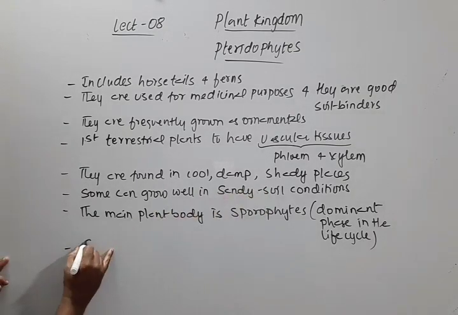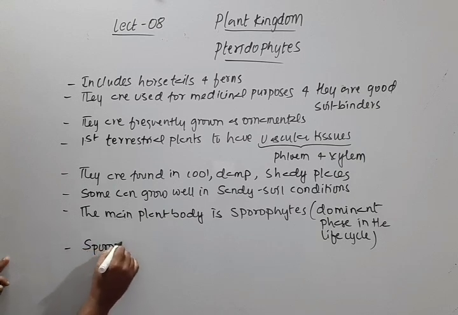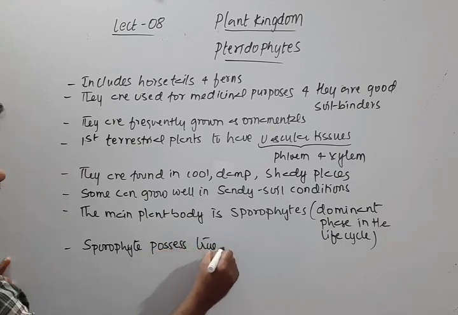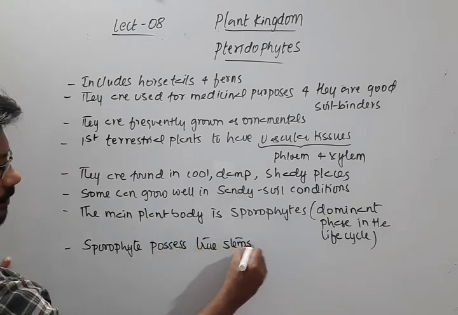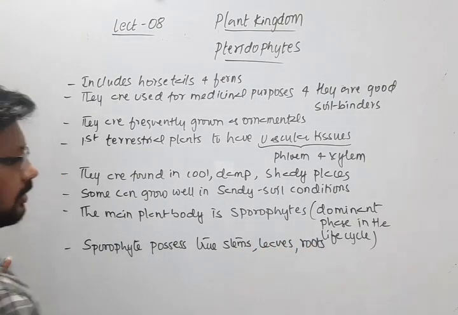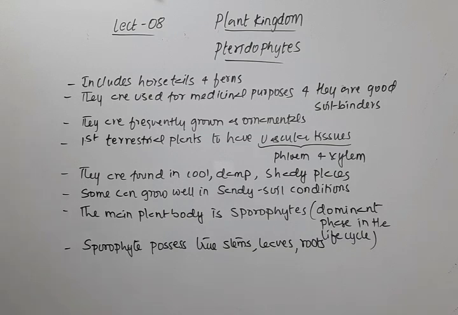We'll see the sporophyte possess true stems, leaves, and roots. So all are true. So true stems, true leaves, and true roots are present.